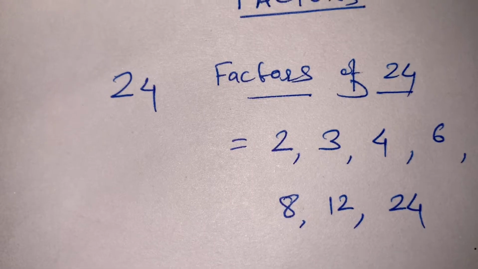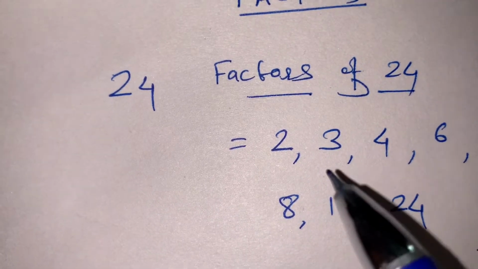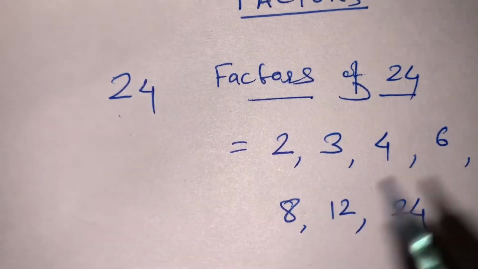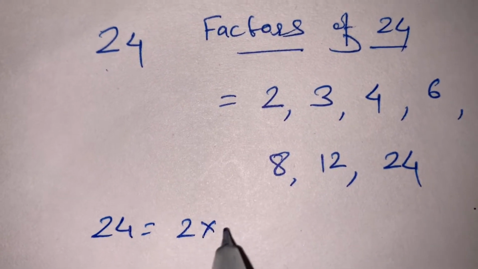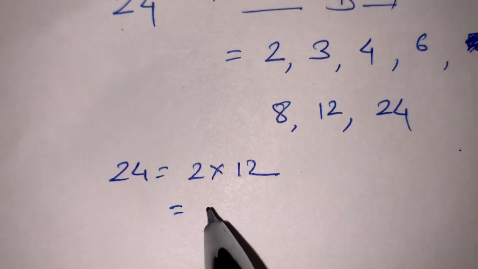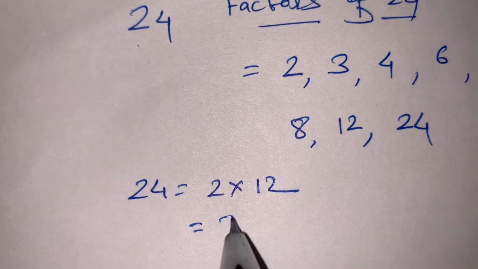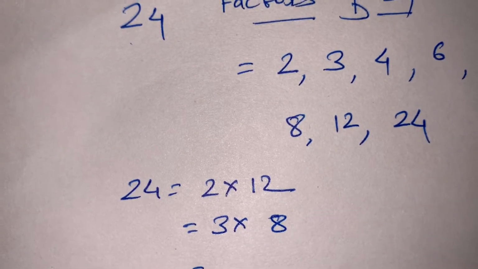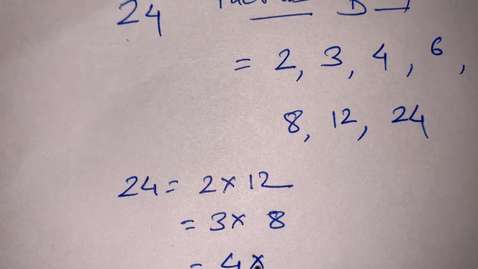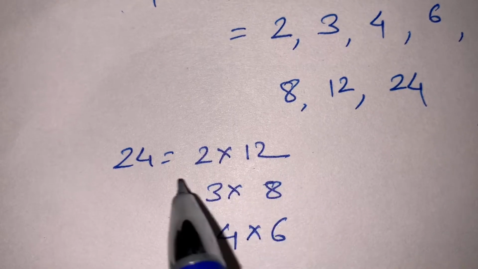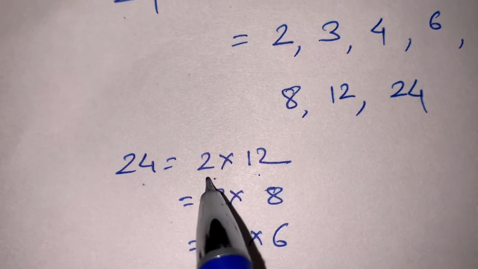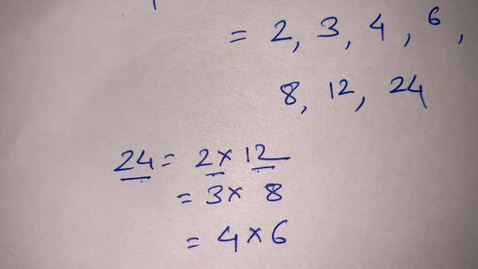It means if you multiply a certain number with another number, you will get the number 24. So for example, I can write 24 is equal to 2 into 12, or I can write 24 is equal to 3 into 8, or I can write 24 is equal to 4 into 6, and so on. So basically they are known as the factors of 24, meaning when you multiply them, you get 24.